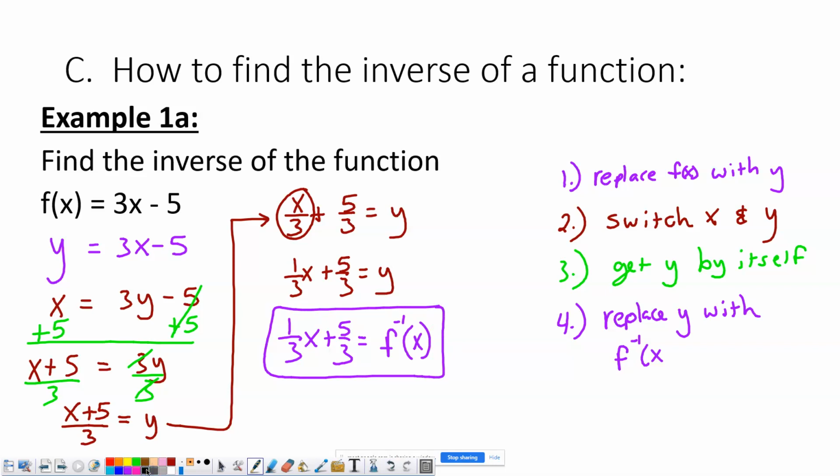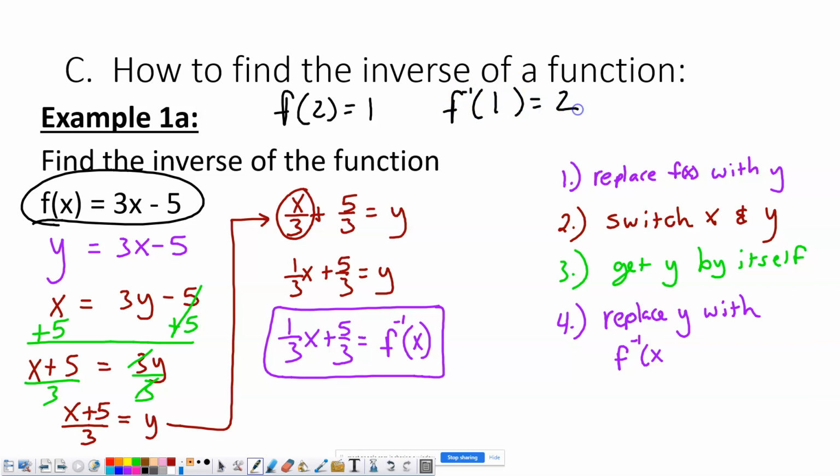Now, you guys remember in the beginning I took my f of x here, I plugged in 2, and I got 1, right? Now, you don't have to do this, but I'm going to show you that for this function that I just came up with, I should be able to plug in 1 and get 2. Let's see if that works. Okay, so I'm going to plug in 1 for x. If I do that, I get 1/3, because 1/3 times 1 is just 1/3. 1/3 plus 5/3 is 6/3, and 6/3 is 2, just like we thought.